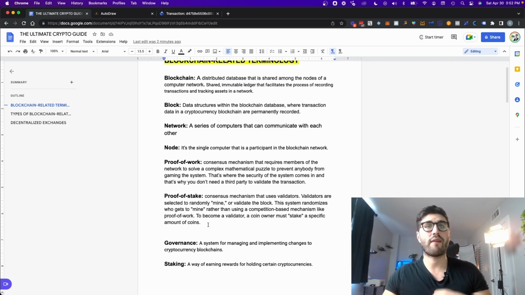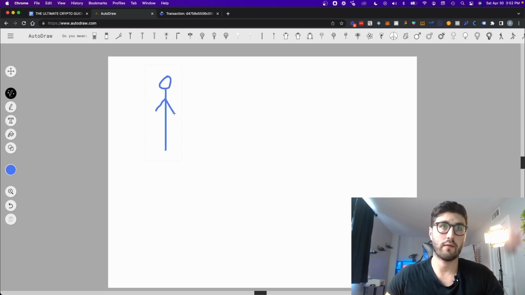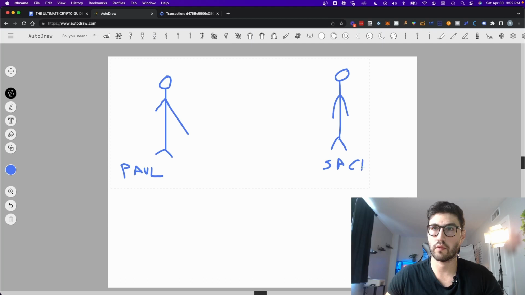In order to become a validator, a coin owner must stake a specific amount of coins, okay? Let's go ahead here on the drawing board and see how this works, okay? So let's say that here we have Paul here, right? And here we have another guy right here. Let's call him Jack. We called him Jack before, let's call him Jack again, okay?